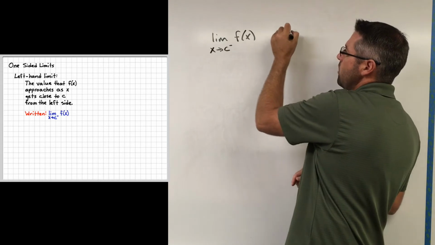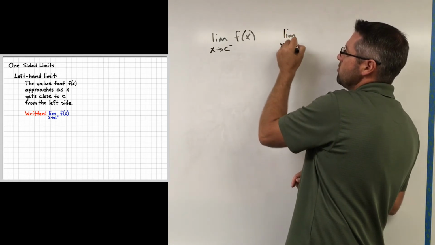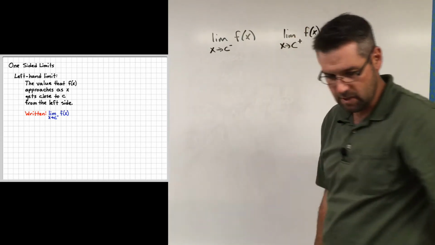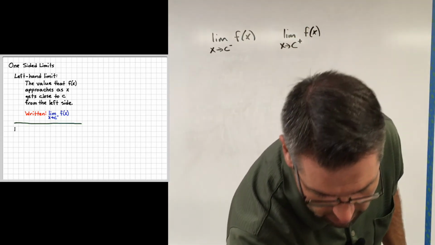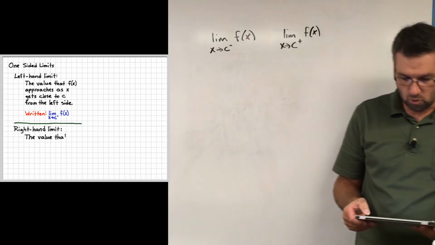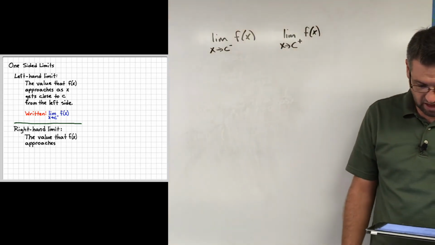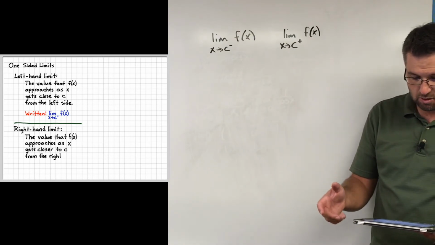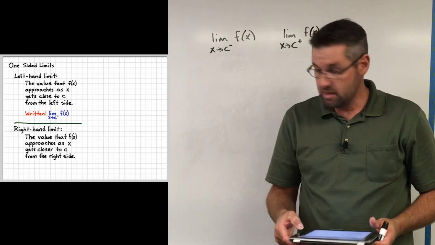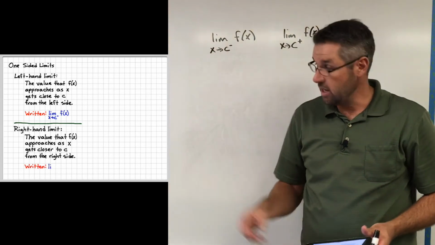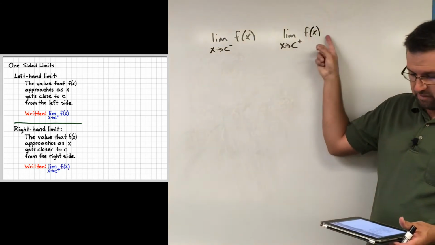And then of course the right-hand limit is the limit as x approaches c from the positive side of f of x. Okay, so that little plus and minus sign tells you that you're talking about the left or the right hand only. And again, the right-hand limit is the value that f of x approaches as x gets closer to a specific c value from the right-hand side. And that c value, notice, is an x value basically. Okay, and it's written as the limit as x approaches c from the right of f of x.